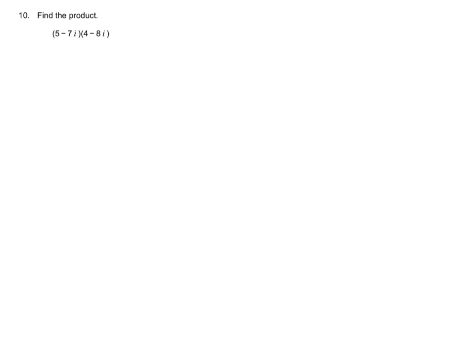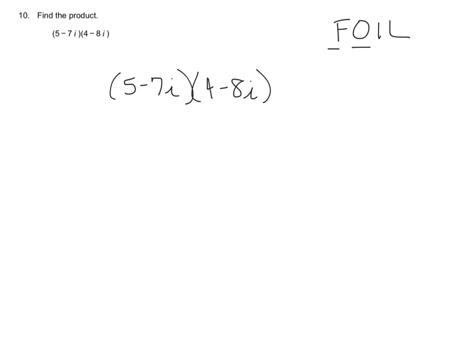Question 10. Find the product. 5 minus 7i times 4 minus 8i. Here we have two binomial expressions, and I'm multiplying them together. When I have something that looks like this, I want to use the FOIL method. This is an acronym for first, outer, inner, last. That tells me what terms to multiply in what order.